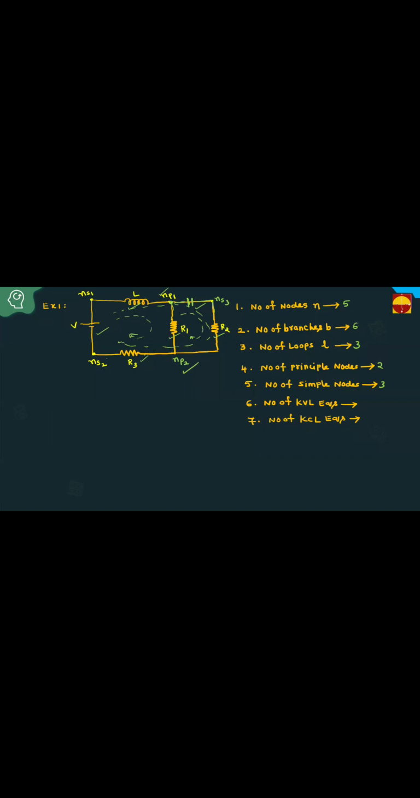I already told how to calculate KVL equations: the number of KVL equations is given by b minus n plus 1. How many branches? 6. Nodes 5, plus 1. The number of KVL equations is 2. How many KCL equations? KCL equations equal NP minus 1, the number of principal nodes minus 1. How many principal nodes, friends? The principal nodes equal 2. That is 2 minus 1, which is 1. One KCL equation is required, but 2 KVL equations are required.